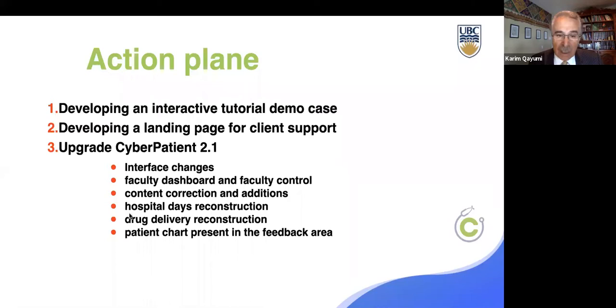We also talk about the hospital days reconstruction. As I mentioned to you, it's very cumbersome to go through the daily management, clicking and clicking and clicking a million times. So the solution we came up with is that we will have the vital signs of the patient, and whatever was done in the past for him, in the days that the patient stays in the hospital.